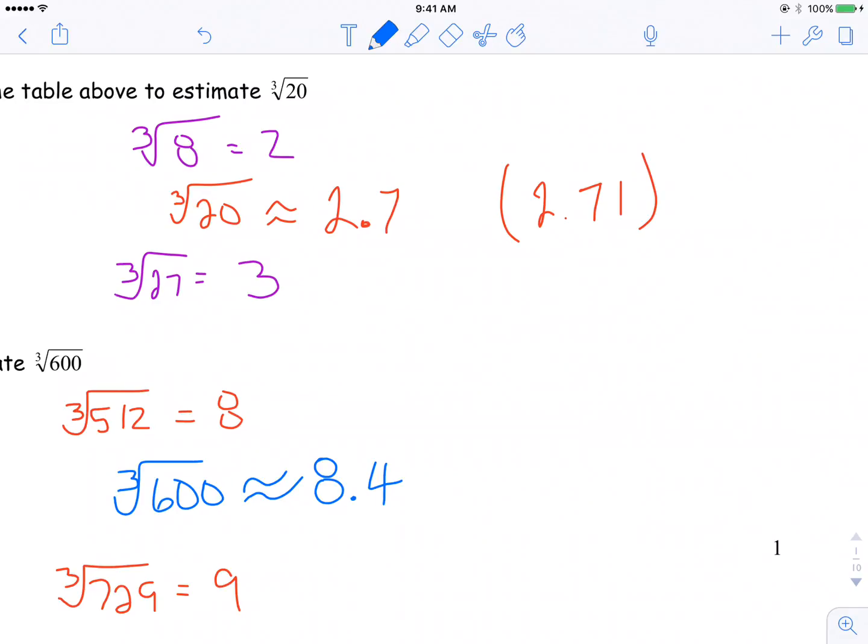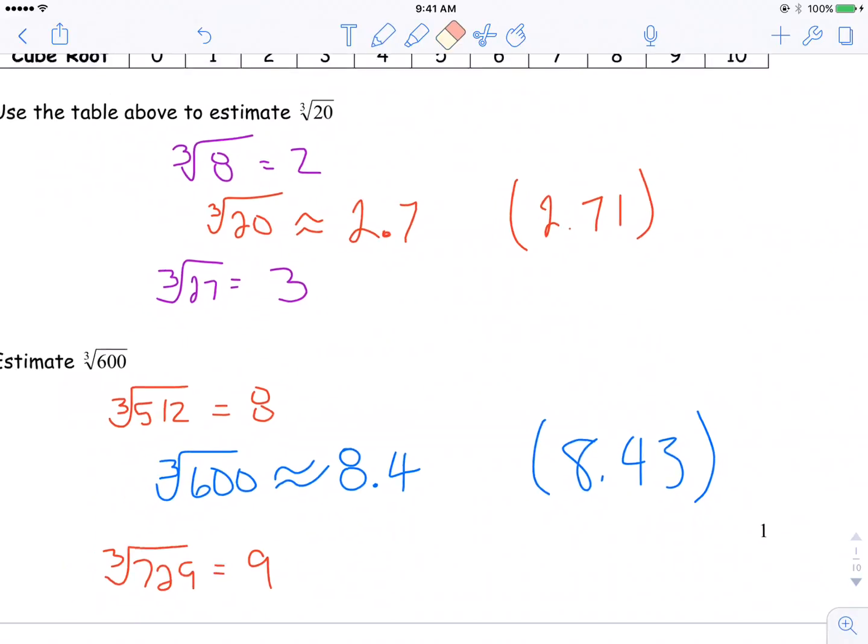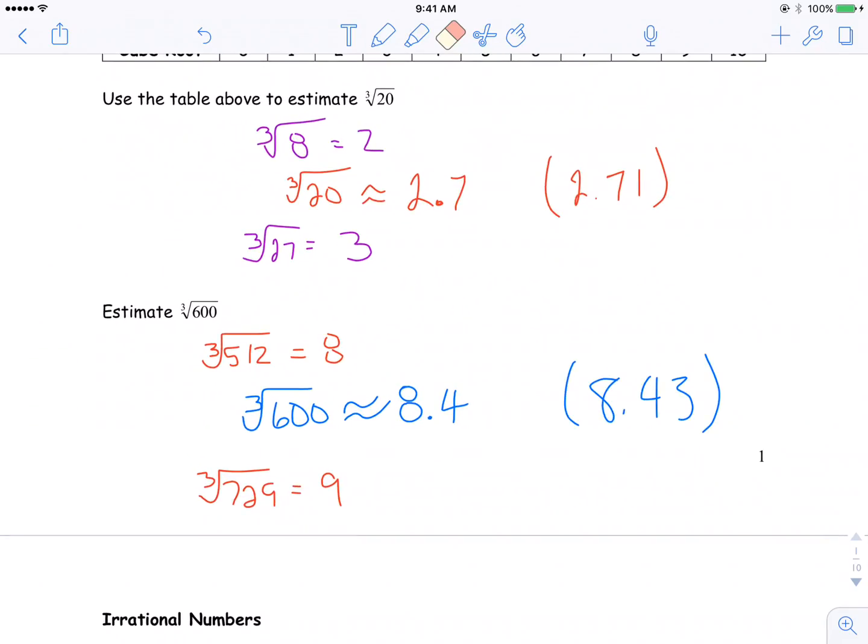So I'm going to say a little bit closer, but not a lot, 8.4. If I test that on my calculator, math, 4, 600, 8.43. So again, it's just an approximation, and as long as you're close, it's fine.